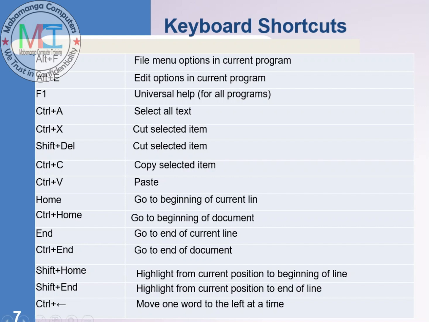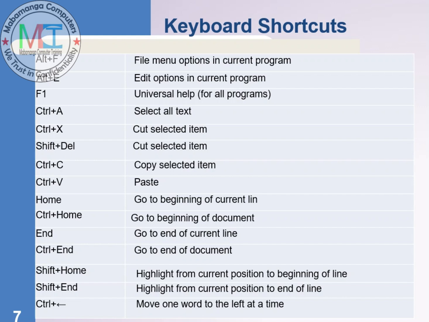We have Alt F. If you press your Alt F while on a particular window or environment, it's just like when you are clicking on your File menu. Assuming you're on Microsoft Word and you press Alt F, it means you have activated your File menu option on that program. If you press Alt plus E, it means you enable editing. It's the same thing if you are pressing F2.